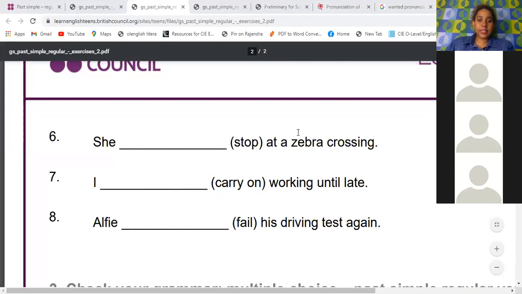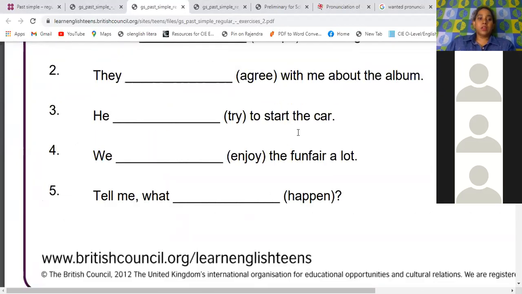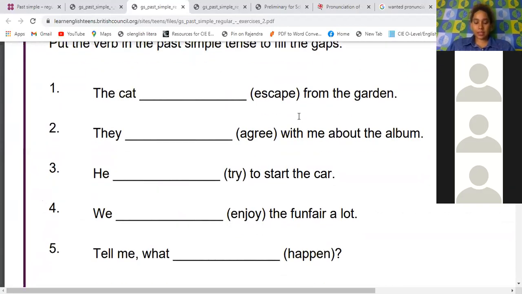Okay, let's check your answers since you all have finished. First one, the cat escaped from the garden. Escape ends with an e, so we add only d. Escape, only d. Next one, they agreed. When there are double e, you just add d. Agreed. Next one, try. You see try, and you see r is not a vowel, so we can remove this y and add ied.